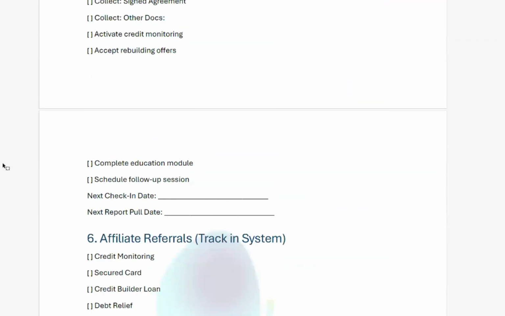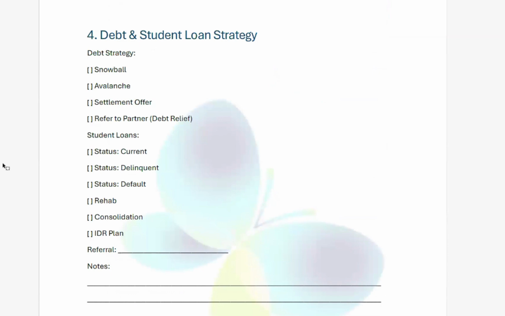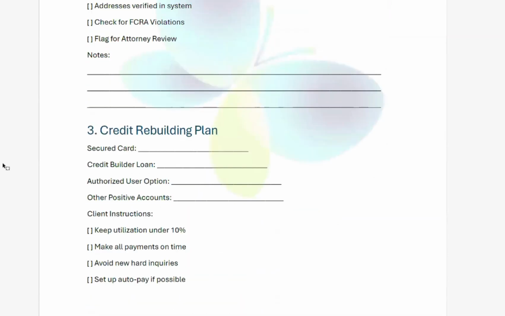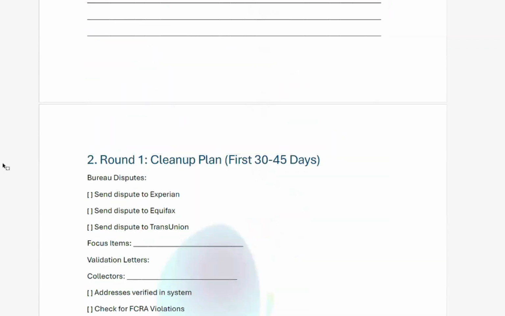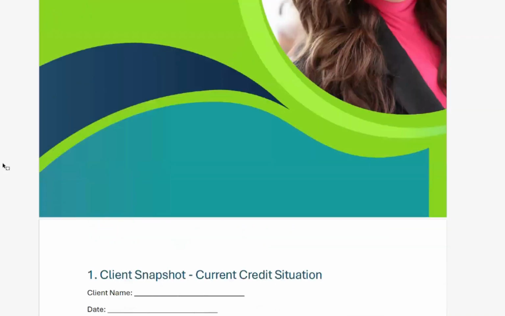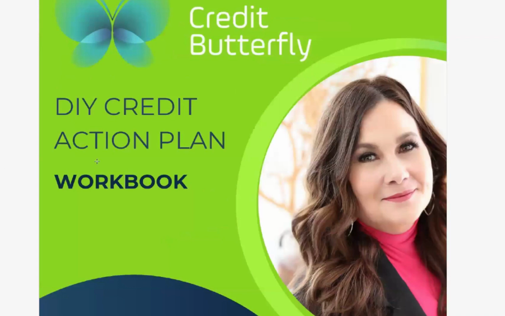So those are some of the things that you need to be looking for when you are creating your credit action plans. Once you have all this information in here, then you can create the proper plan for your client based on their particular situation. Okay. And again, based on their time frame, based on what amount of money they have, things like that.